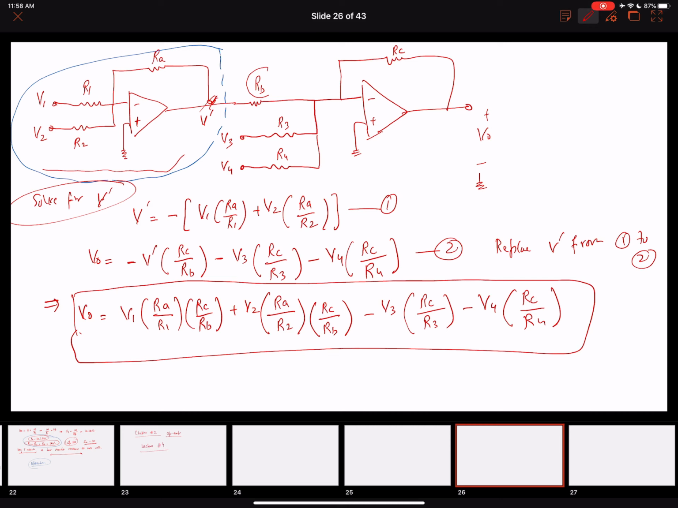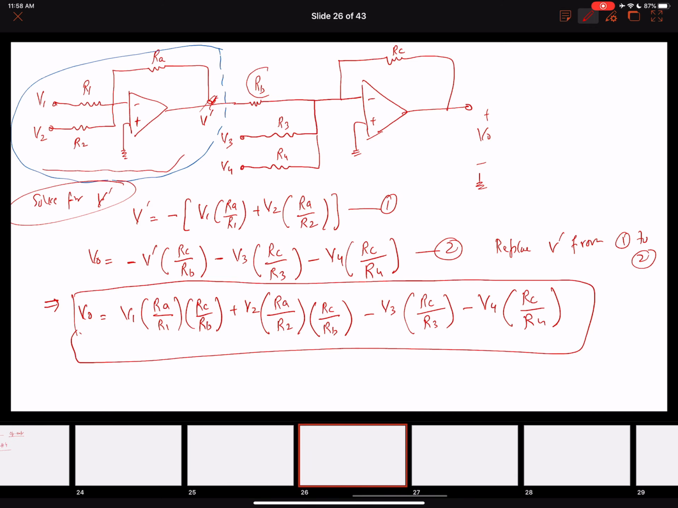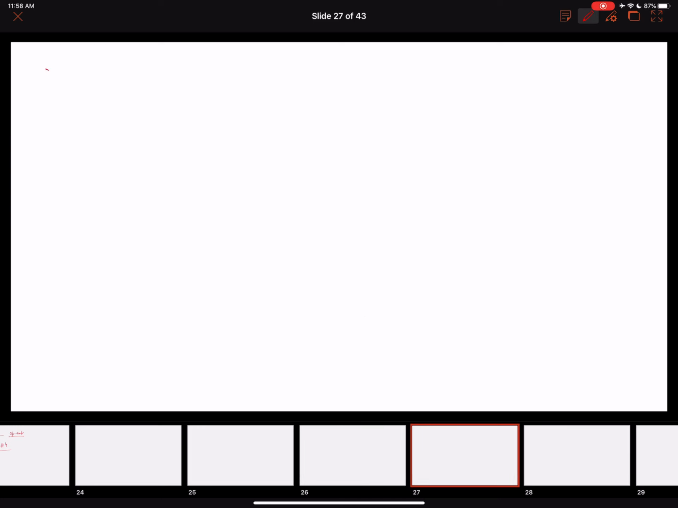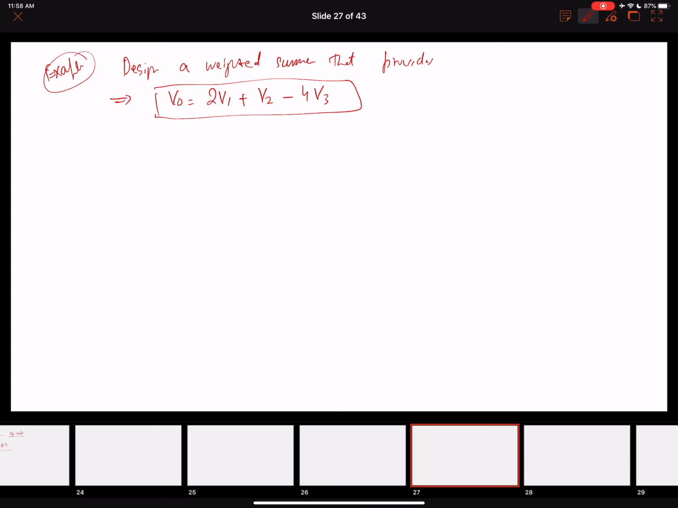Okay, so what I can do now is quickly show you how we can use this in some example problems. For example, you have to design a weighted summer that provides an output voltage of 2V1 plus V2 minus 4V3. Let's suppose you have to design this: V naught equals 2V1 plus V2 minus 4V3. So how can you design this summation circuit?